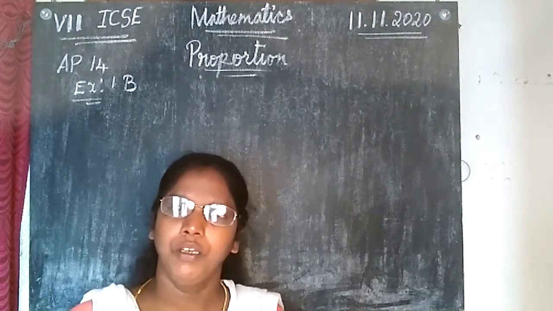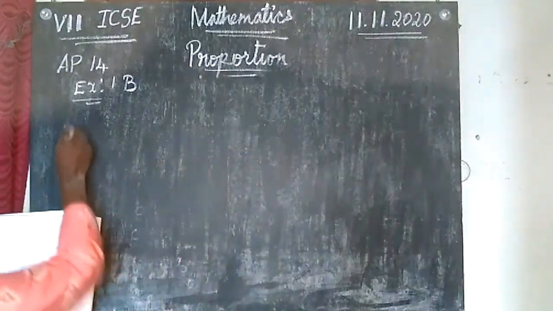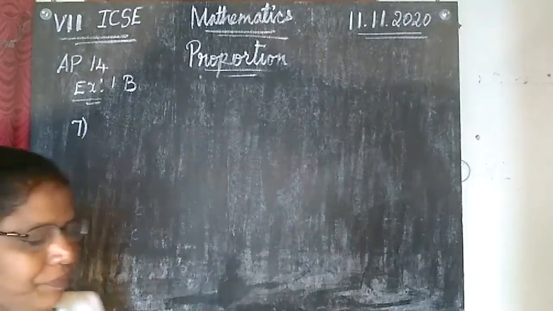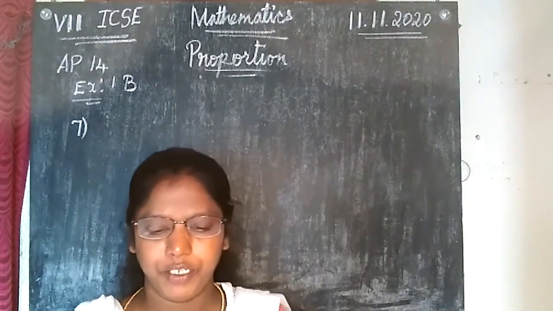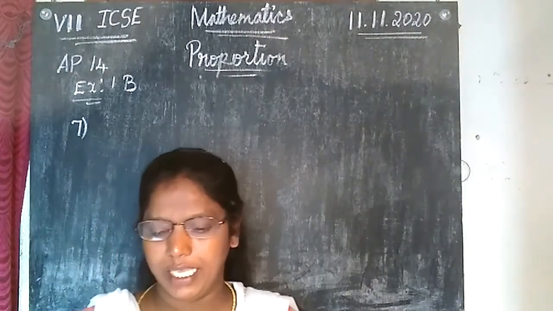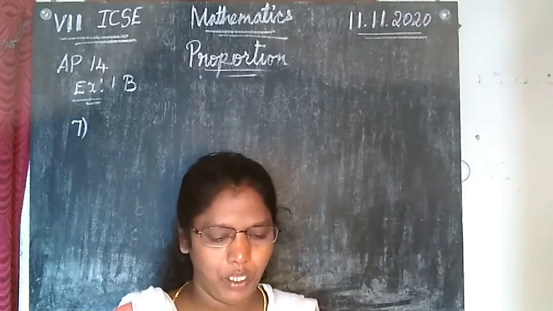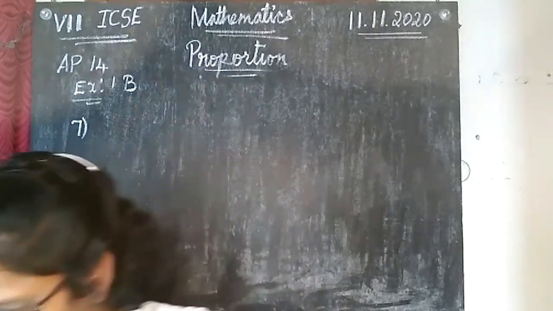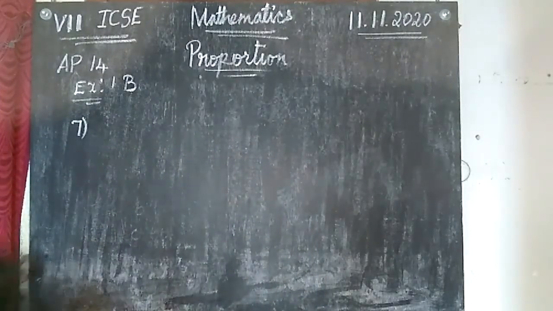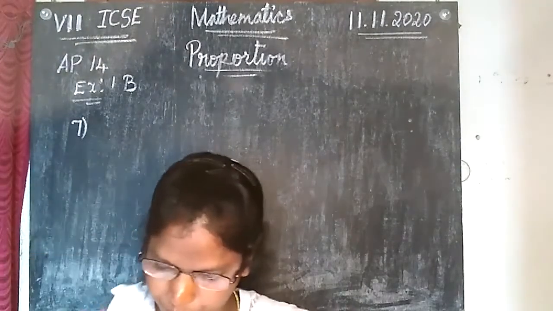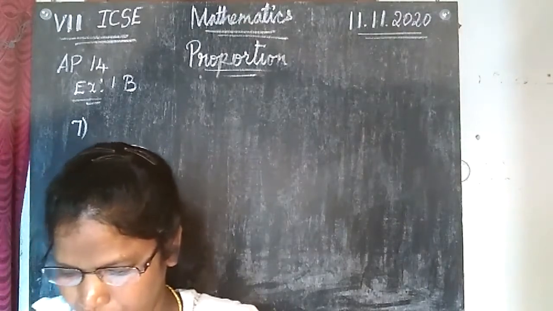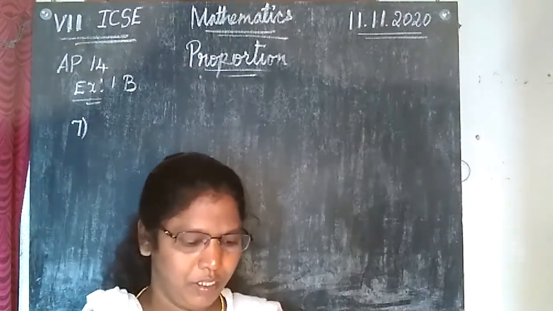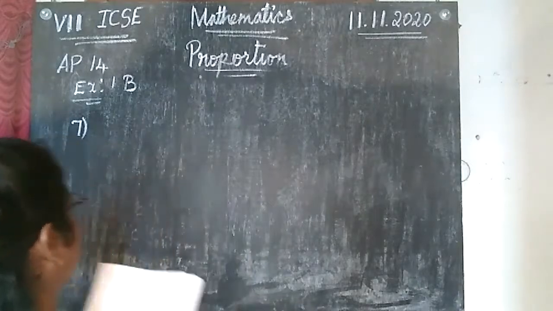Now we'll come to the seventh one. Find the mean proportional between the quantities in each pair given below. How many pairs are given there? There are 6 sums. Which one shall I do for you? Shall I do the fourth one? Yes.